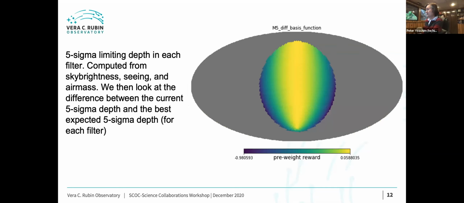Our next basis function is the 5 sigma limiting depth. We look at the difference between the current 5 sigma limiting depth across the sky and what we think the best possible 5 sigma depth would be. And so this map, the moon is down, so it just means the meridian is best for everything. And if we go to very high air mass, there comes to be a larger and larger penalty. And we do this in all 6 filters. So this will tell us to push to redder filters when the moon is up.